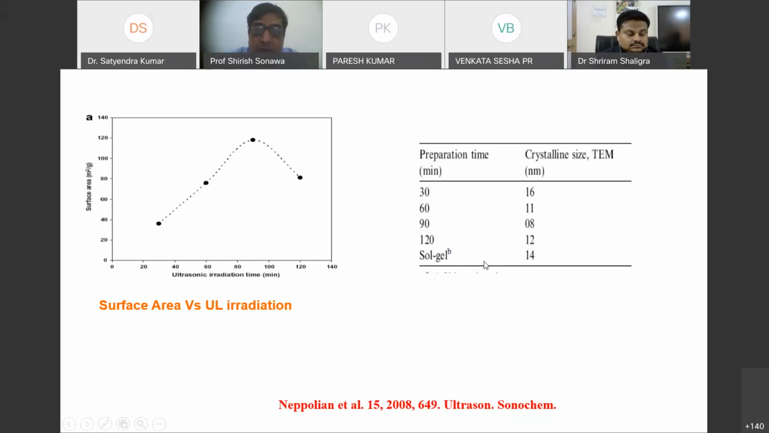Preparation-wise, if you look, the crystallite size is 14, but at 30 minutes, 60 minutes, and 90 minutes, you can have a smaller crystallite size also. But it is very important that by increasing this, the overall size of the particles is going to increase, because you are giving more time for the growth process. It is very important to see surface area versus irradiation time. You need to optimize it when you are utilizing this ultrasound cavitation for producing these nanoparticles.